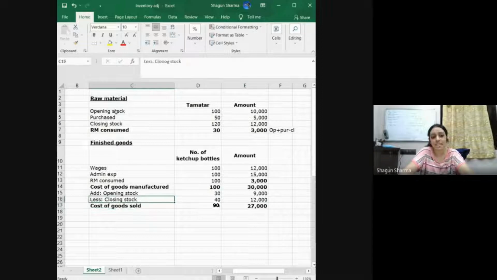So basically, this raw material adjustment and this finished goods adjustment will sit somewhere in your marginal costing and somewhere in your absorption costing, which we'll do in the next session.